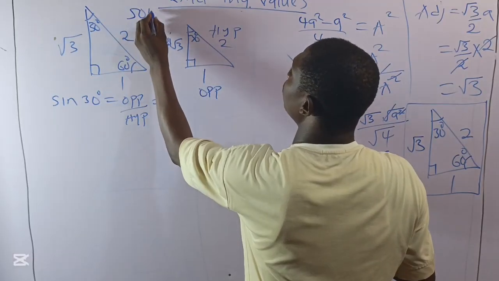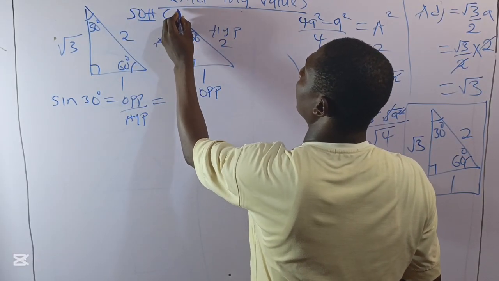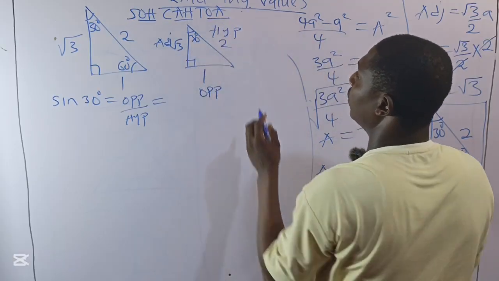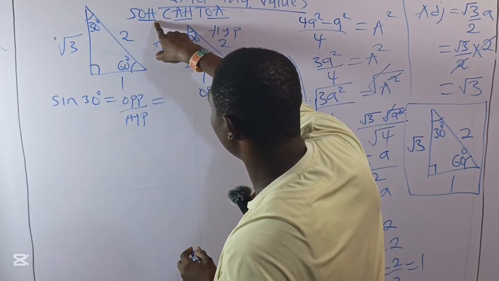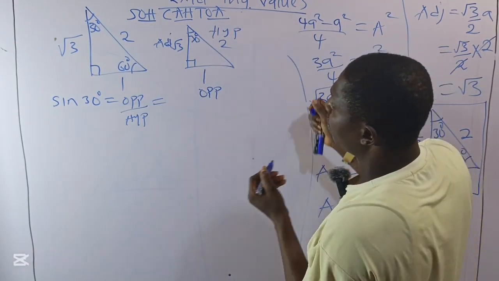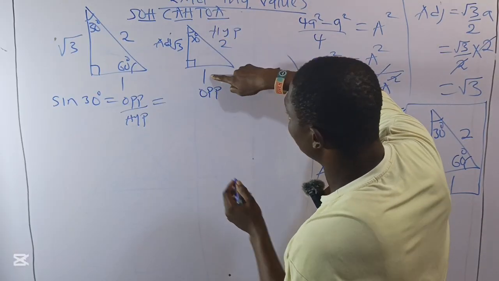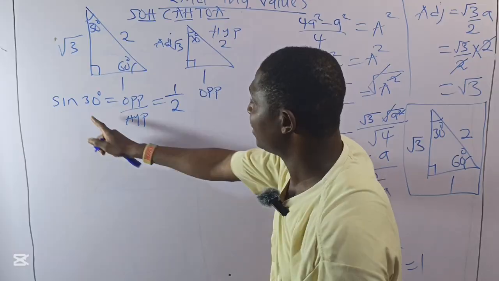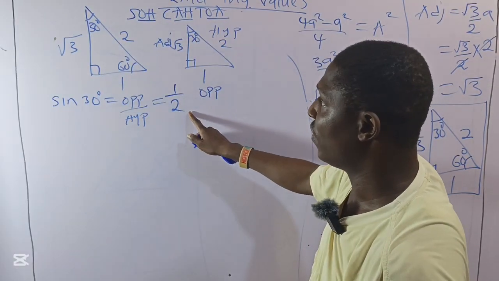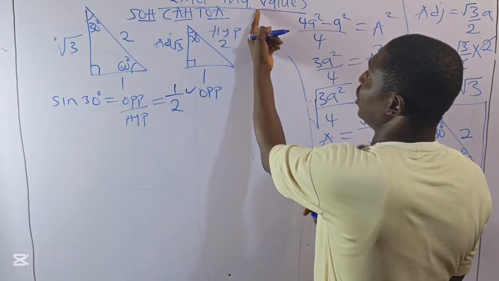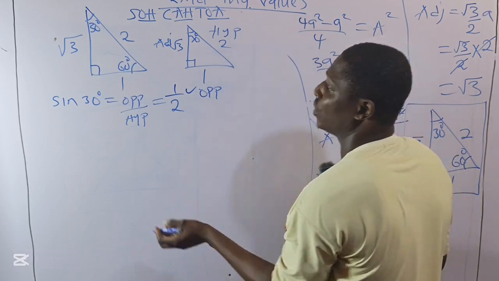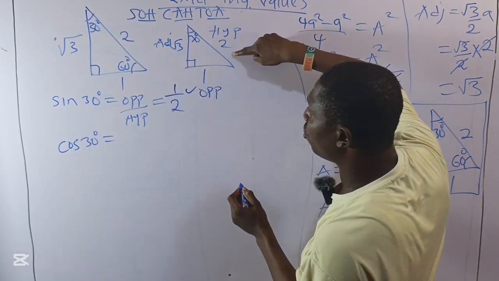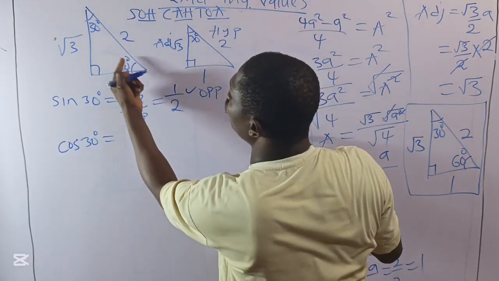Now, sine 30 generally uses SOHCAHTOA. Remember, SOHCAHTOA, where S stands for sine, O is opposite, H is hypotenuse. Now, opposite here is facing this, which is 1, and my hypotenuse is 2. And if you use your calculator to check, sine 30 is 0.5, which equals 1 over 2. This is the exact value in terms of trig values.